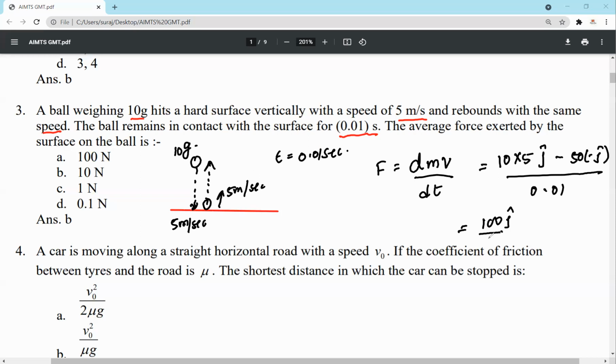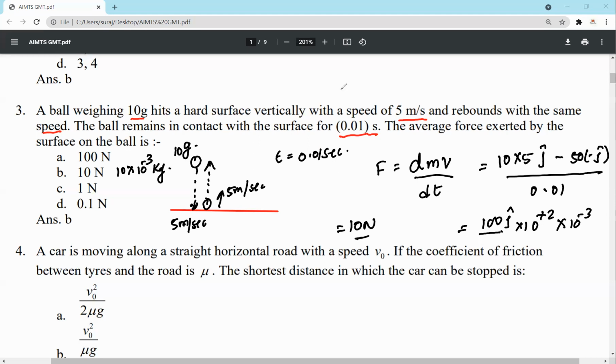Divided by 0.01, right? Okay, this is 10 gram, not 10 g. So 10 gram is what? 10 into 10 power minus 3 kg, right? So here it becomes 10 power plus 2 into 10 power minus 3, because it is given 10 grams. So this is 10 Newton. 10 Newton is the correct answer.